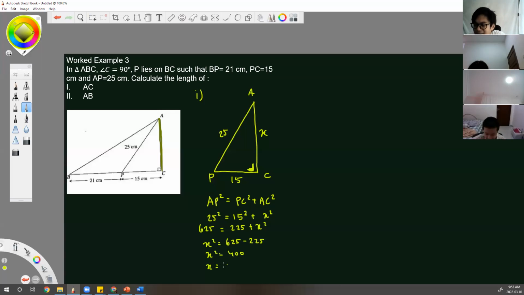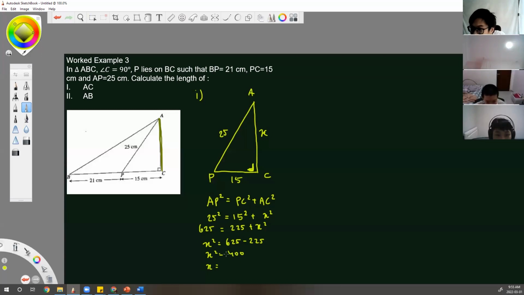So X equals, anyone? 20? 20, that's right. Square root of 400 is 20, because 20 times 20 is 400. Cool. Unit, cm. Done. Write it down, 20 cm. Okay, we got the answer to question part 1. Now do part 2.